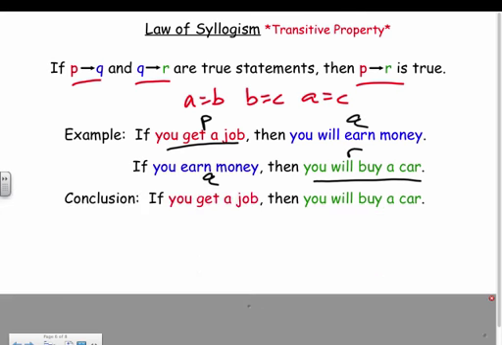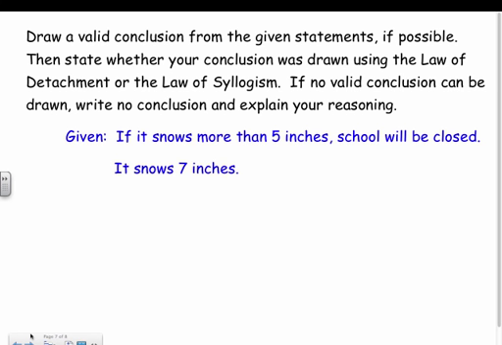Let's take a look at an example and decide if this is possible. And if it is, then say if it's the law of detachment or the law of syllogism. And then if there's no conclusion, we'll say no valid conclusion and we'll explain why. So given, if it snows more than 5 inches, school will be closed. So here's my P implies Q. And that's true, okay? And now I just said it snows 7 inches. Well, the snow more than 5 was P.